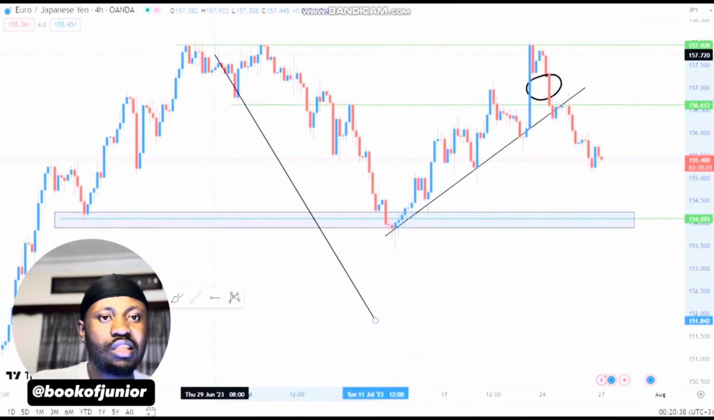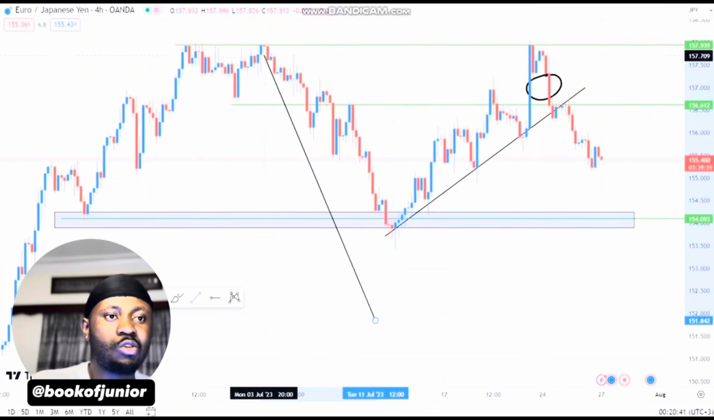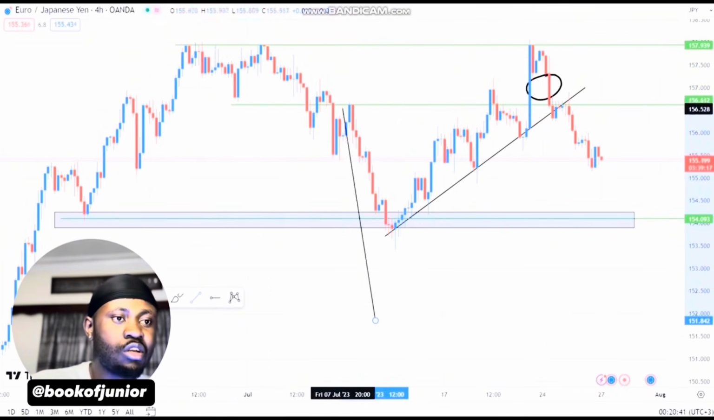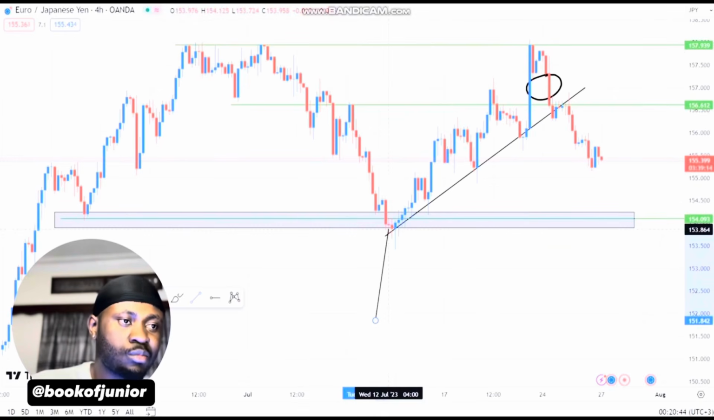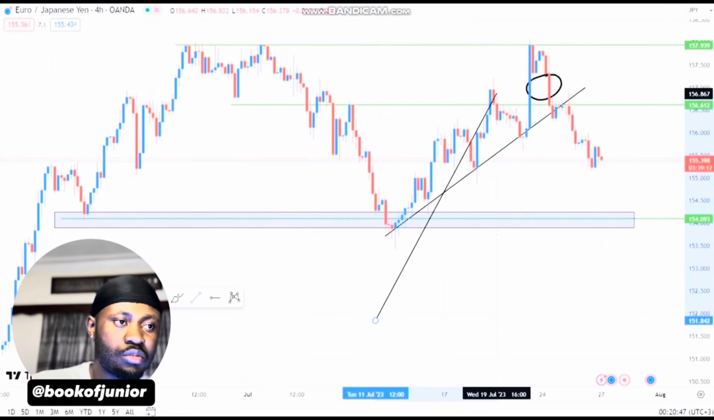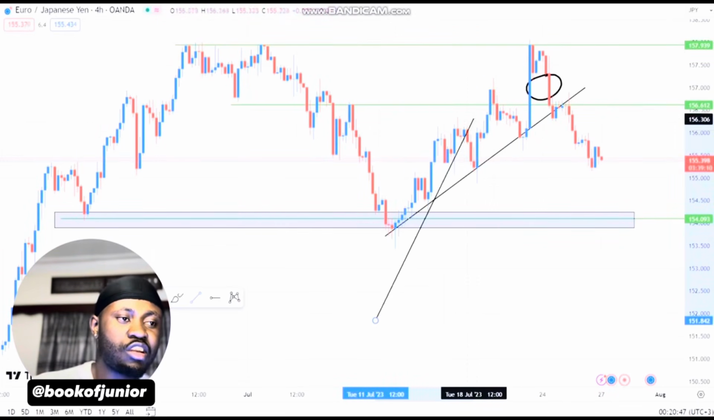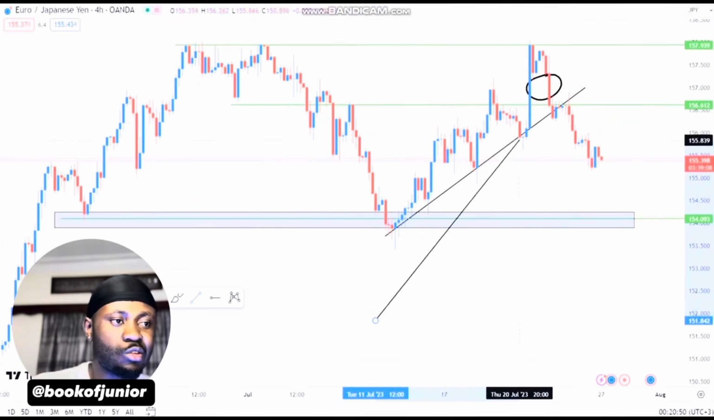probably also a psychological zone, because this is Euro JPY, and this is a 4-hour candle. Price drops back to this zone right here, it starts going back up, comes back down. As it's going up and down, it's giving us higher highs and higher lows. It pushes back into this zone right here, and then pushes back with much momentum to take out retail traders. Then it starts dropping again.